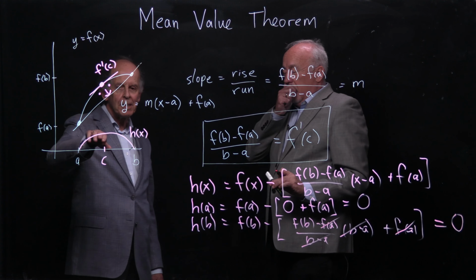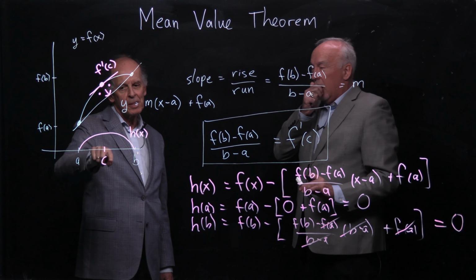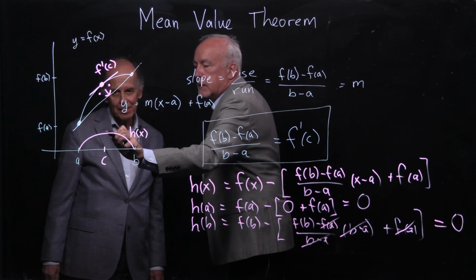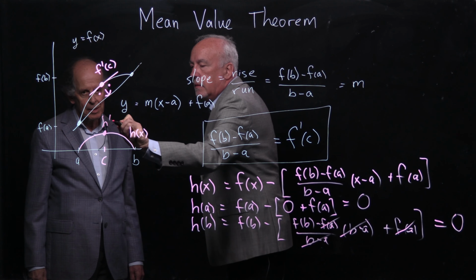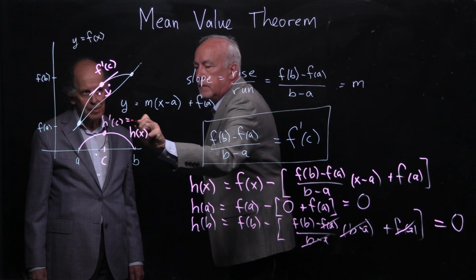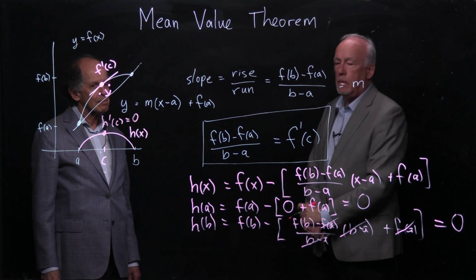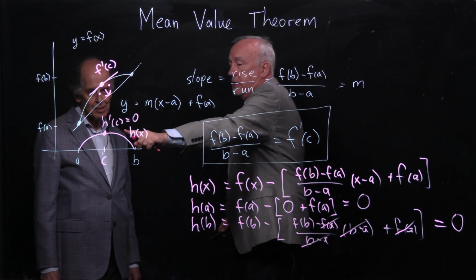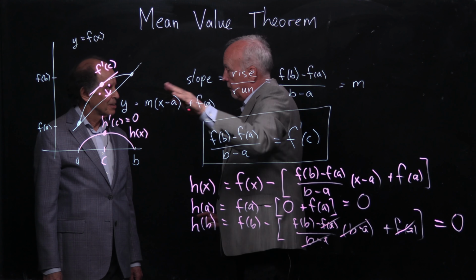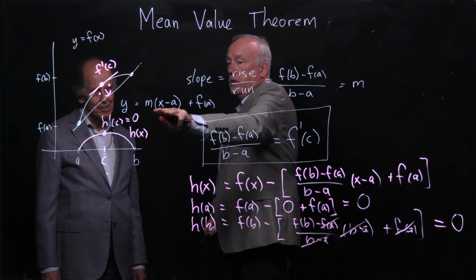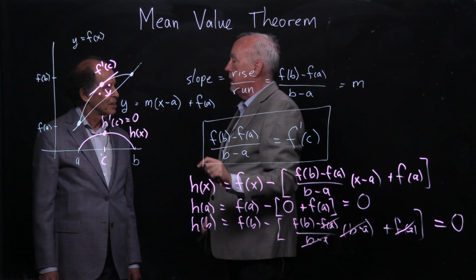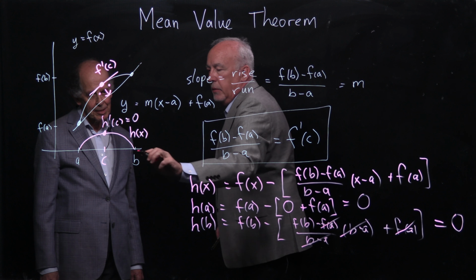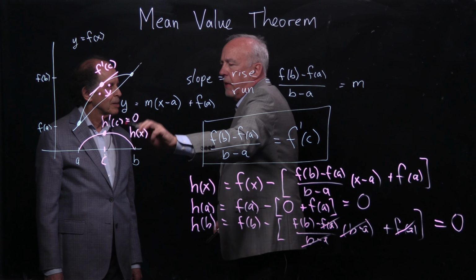And this point here at the top will be C. If you rotate it, this would be flat. That's exactly where h prime is equal to 0. So why do we know there's a place where h prime is equal to 0? Well, assuming f is differentiable, this line is differentiable, I subtract the two, I get a differentiable function. The function goes from 0 at A to 0 at B, so it's got to have either a maximum or a minimum.